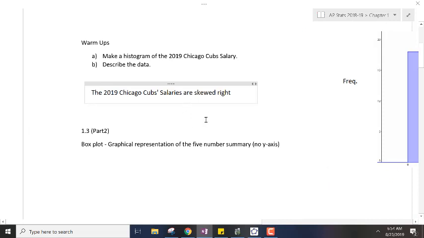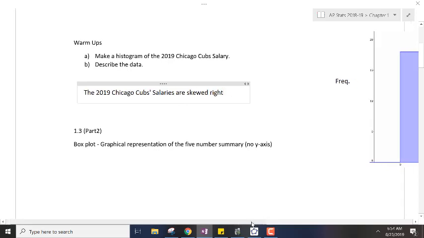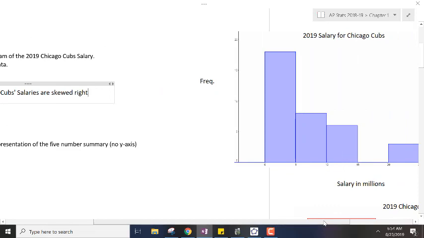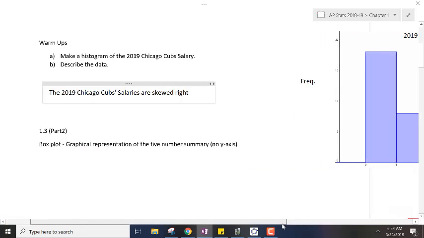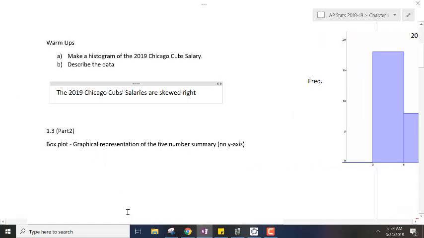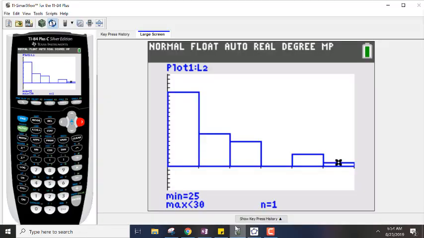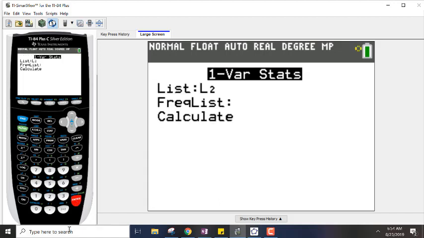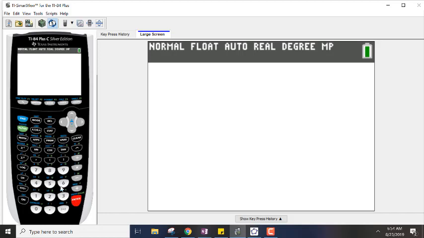Now, since we're talking about a skewed right graph, for the measure of center, we're going to use the IQR. Or sorry, we're going to use the median. So if we want to find our median, go back to our calculator and hit stat and go to calc. We're looking at one variable statistics. Make sure your list is the right list there, frequency list. You don't have to worry about that. Calculate it.